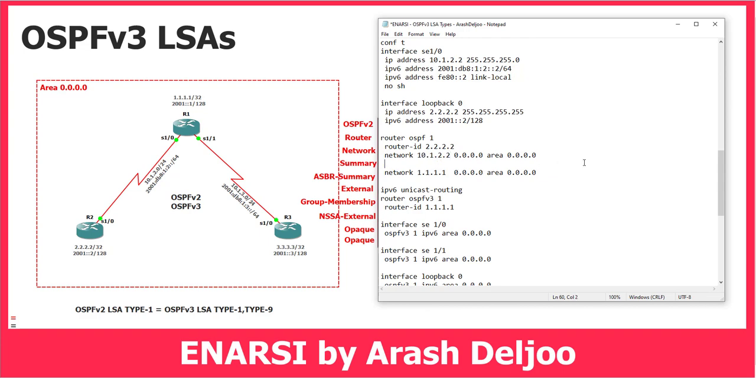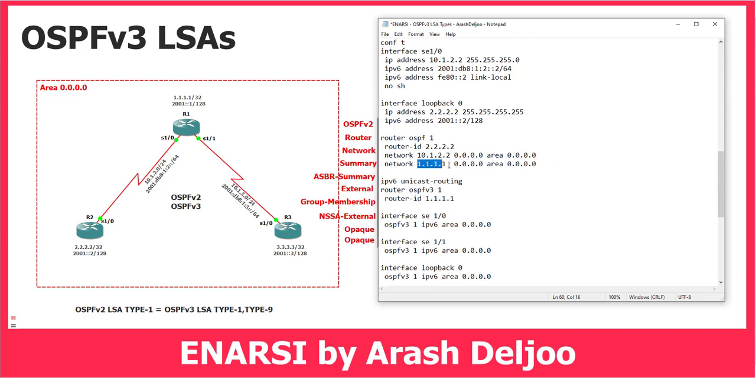We don't have a network statement here. Again, network quad 2, quad 0, area quad 0. That's it. IPv6 unicast routing, router OSPF version 3.1, router ID is quad 2. Then over the interface serial 10, we need to configure OSPF version 3.1 IPv6 area quad 0. We don't have an interface serial 11. Then interface loopback 0, OSPF version 3.1 IPv6 area quad 0.